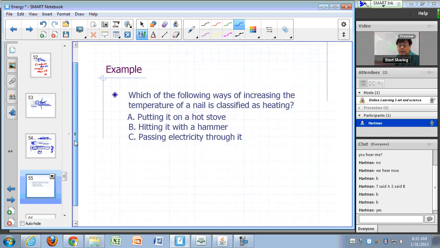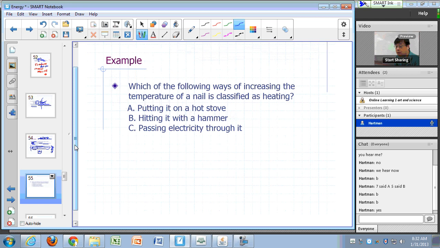So let's look at an example here. Here's a clicker question. Which of the following ways of increasing the temperature of a nail is classified as heating? A, putting it on a hot stove. Your nail gets hot, right? B, I hit my nail with a hammer, it gets hot. C, I pass electricity through my nail, it gets hot. But which one of these is classified as heating? A, B, or C?